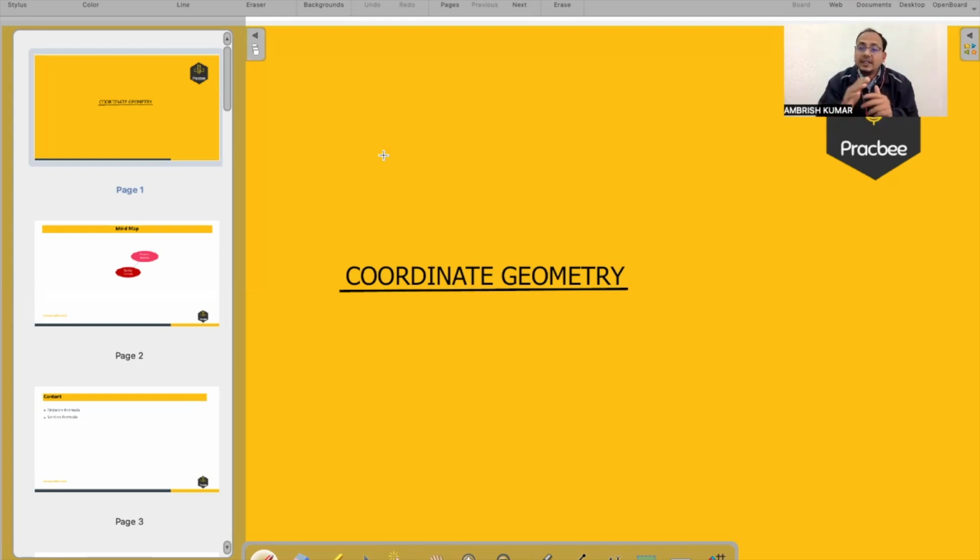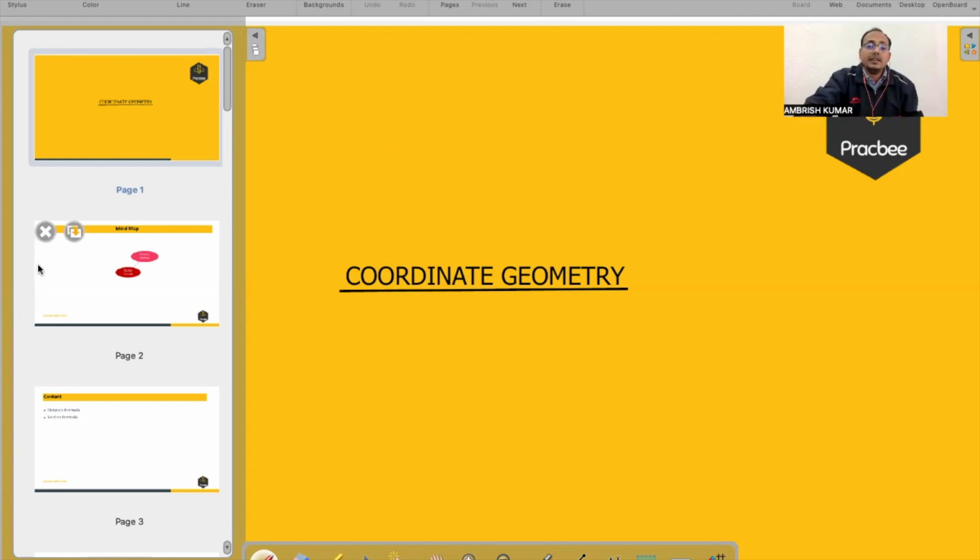In this topic, as I told you earlier, we are going to have two major concepts. The first one is your distance formula, and the second one is your section formula. One by one, we have made the questions in two categories: the questions based on section formula and the questions based on distance formula. First, we will start with the distance formula, and then we will cover all the questions related to section formula that have been asked in recent years by the CBSE board.